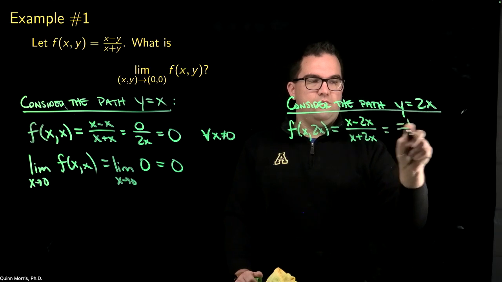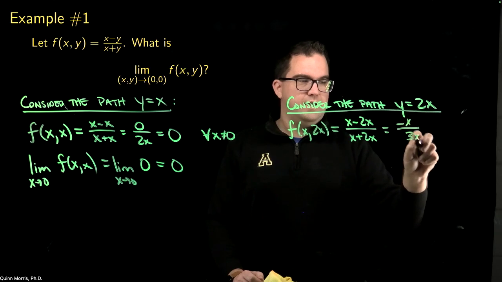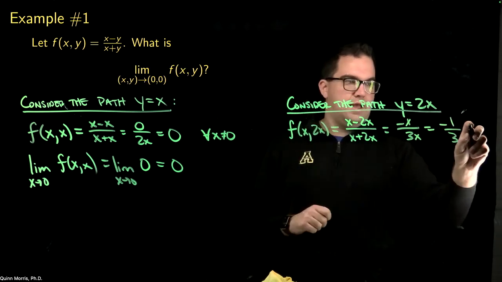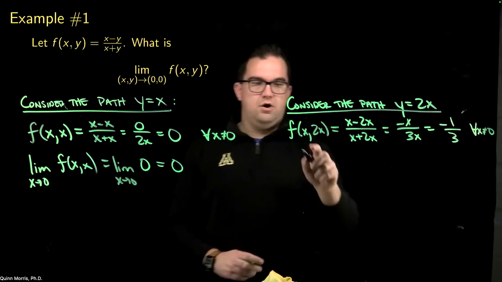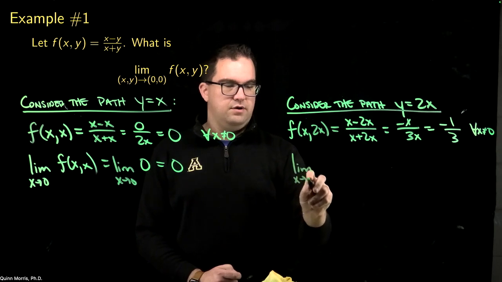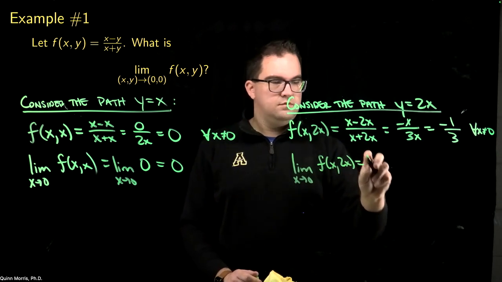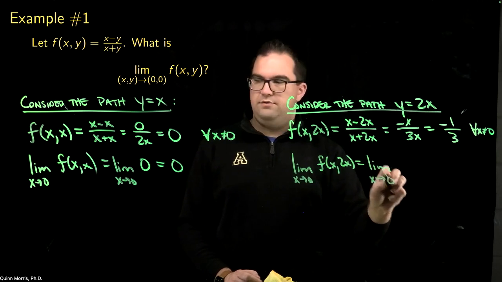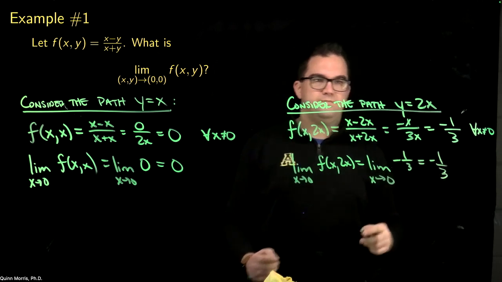So this is going to be what? Negative 1 over 3. Or sorry, negative 1x over 3x. Then I can cancel the x's, so I get negative 1 over 3. And that holds for all x not equal to 0. So again, I want to approach the point 0, 0, so that means my x better be going to 0. This is going to be a limit as x goes to 0 of just the constant minus 1/3, so I'll just get minus 1/3.